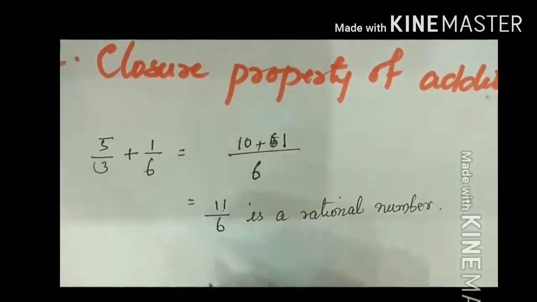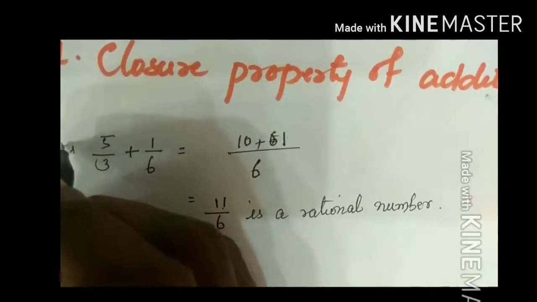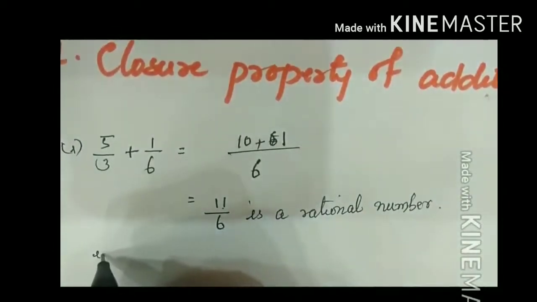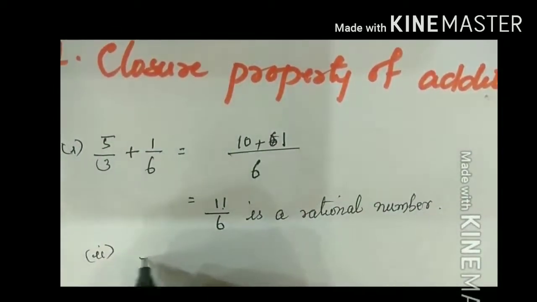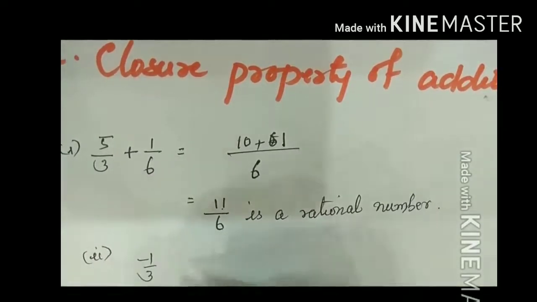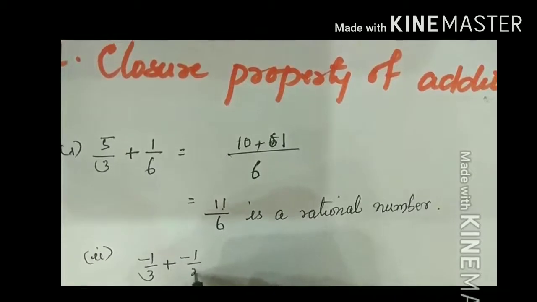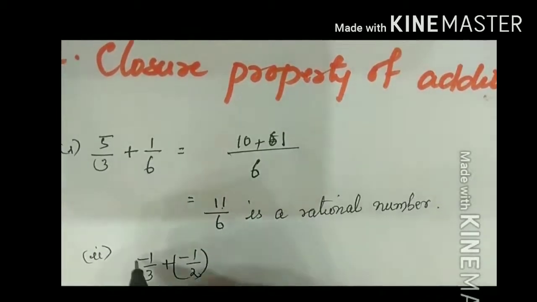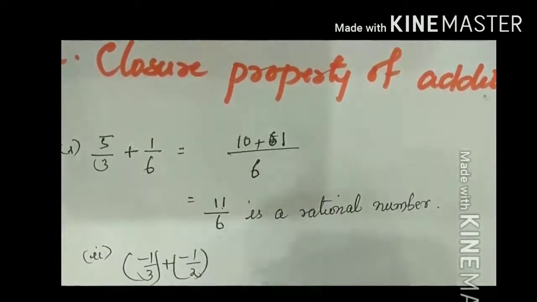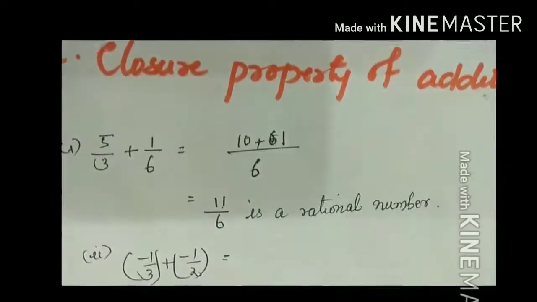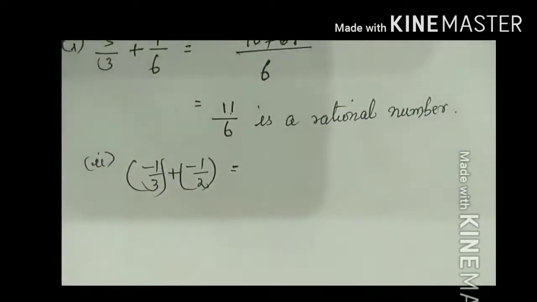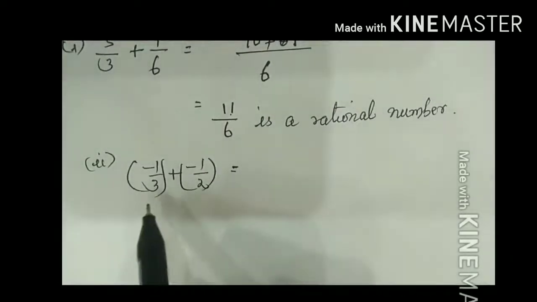I will take another example. Let it be 1. So this is equal to 2 minus 1 by 3 plus minus 1 by 2. Negative integers should be inside brackets. Alright, so what are we going to do? We are going to add minus 1 by 3 and minus 1 by 2. Let's see the denominators. So before we do that, let's check.